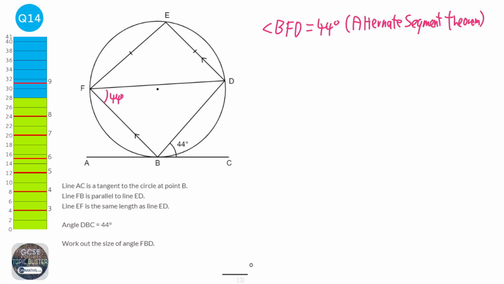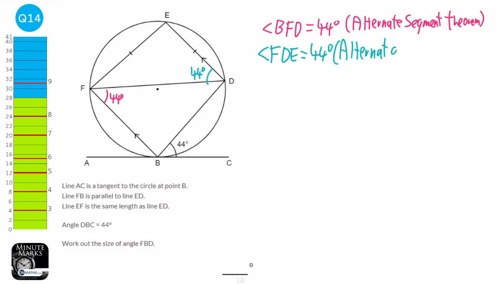And you have to use those words, otherwise you won't get the marks. Now, next I notice that we've got a set of parallel lines here, and we've got a line going through them, and so the 44 degrees there is going to be equal to this one here, and so this is going to be 44 degrees. So we say angle FDE equals 44 degrees. And the reason this time is alternate angles, put the E in, angles. And again, you have to use the word alternate.